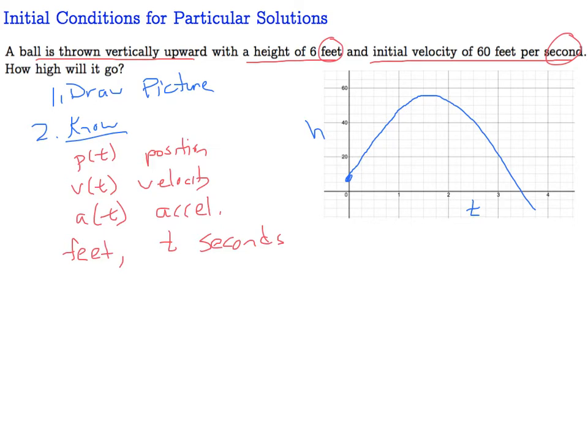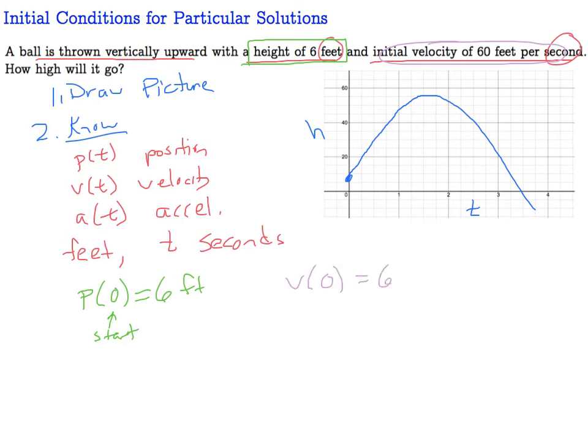The next thing I want to do is actually use these pieces of information. I know that I start out with a height of 6 feet, and what that tells me is that my position at time 0, my starting time, is 6 feet. Because it's always convenient to start at time 0. I also know that I start with an initial velocity of 60 feet per second. So what that tells me is that my velocity at time 0 should be 60 feet per second.